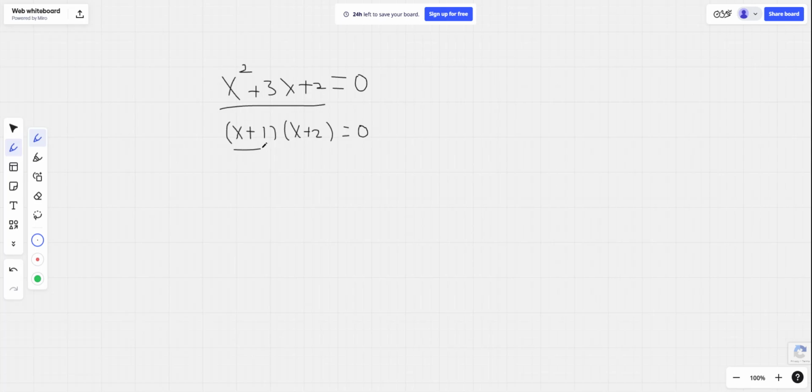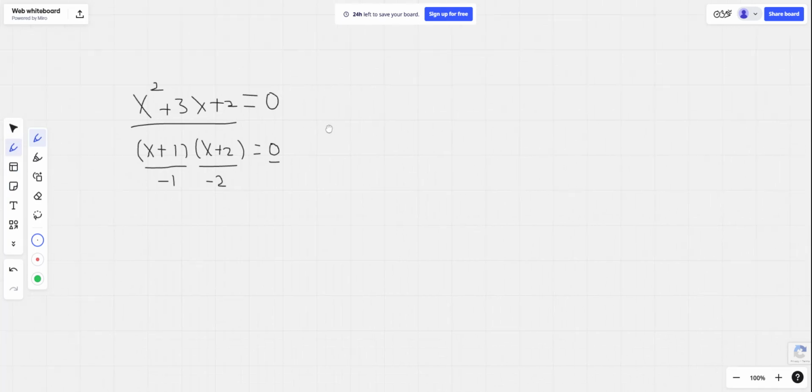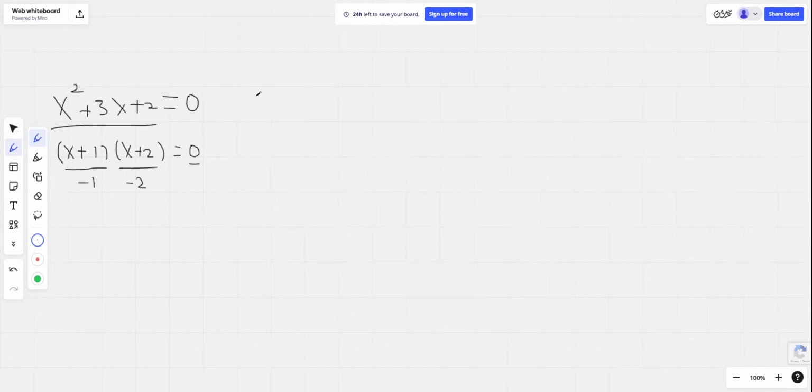So we know the factors, and we know that the right-hand side is 0. So if these two factors multiply to 0, one of them must be equal to 0 itself. So then we can easily see that the solutions are x equals -1 and x equals -2. And you can't tell that from the original equation. So let's look at an example of factorization.